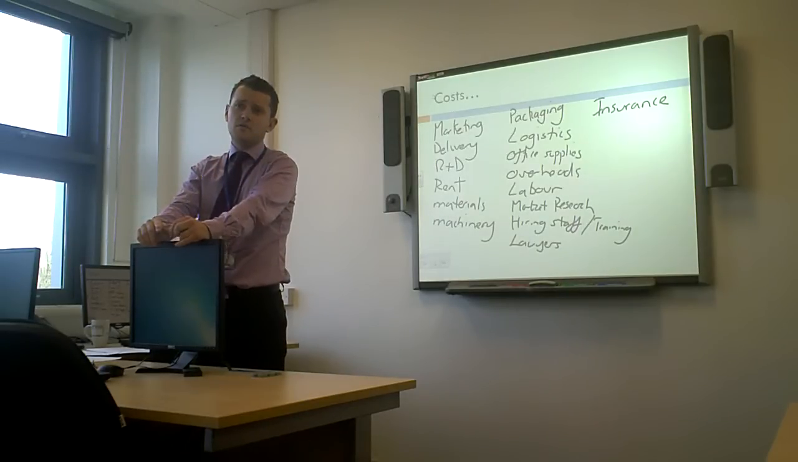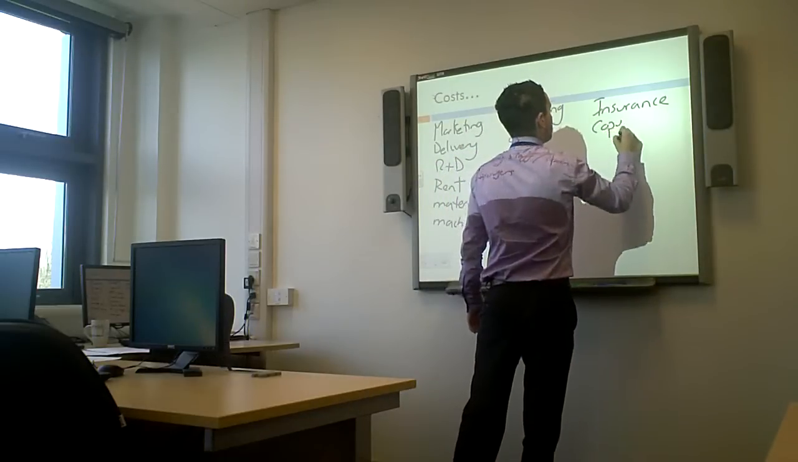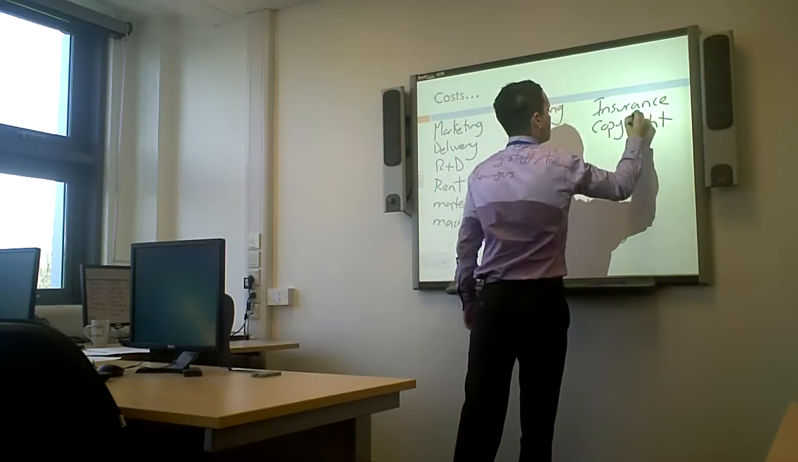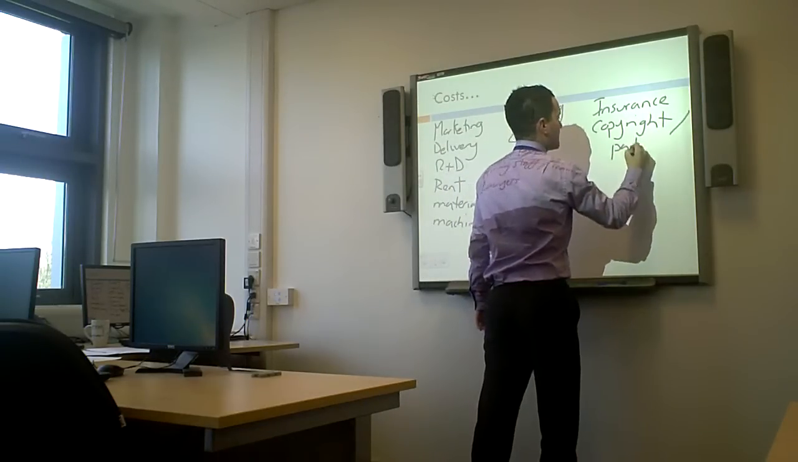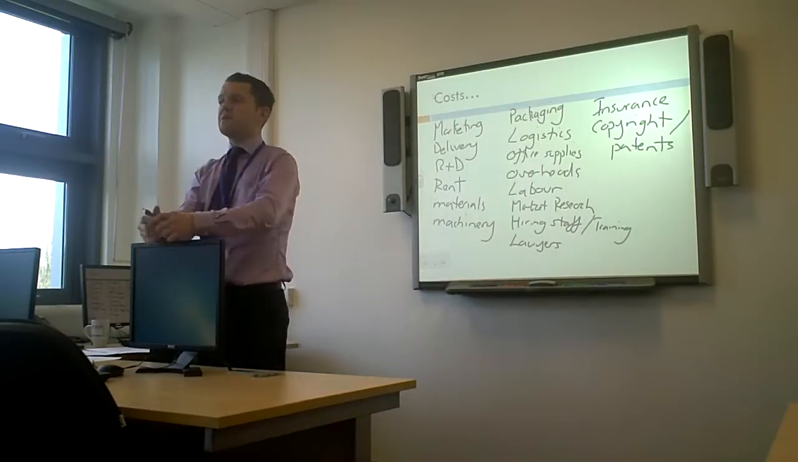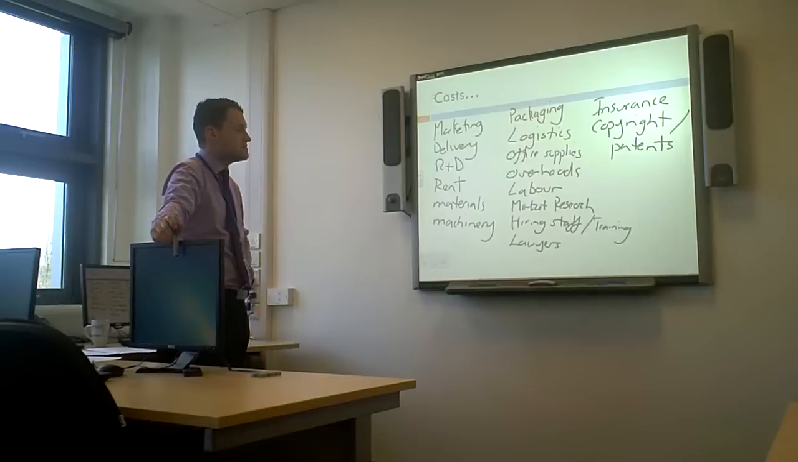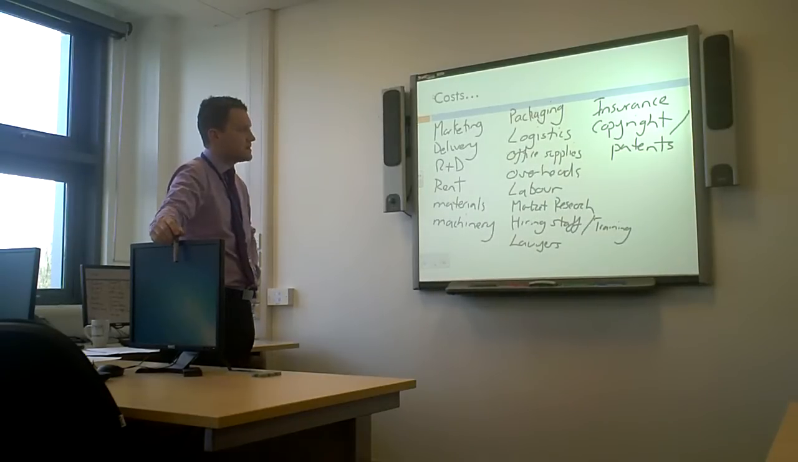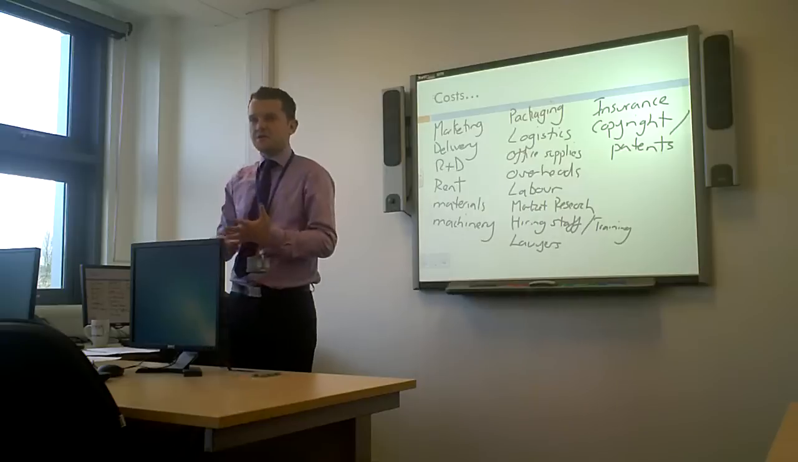Paying for the trademark. I don't know what it's called. The rights of... copyright. Copyright or patents? Anything else that really should be there? So we've researched it, we've made it, we've got people, machinery. I think that's the majority. So that's a list of all different types of costs within a business.